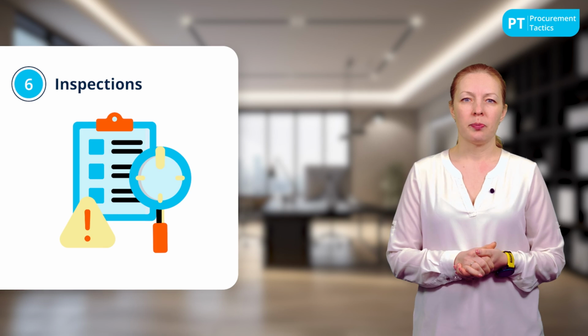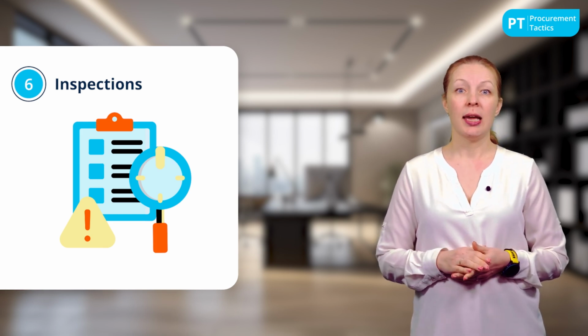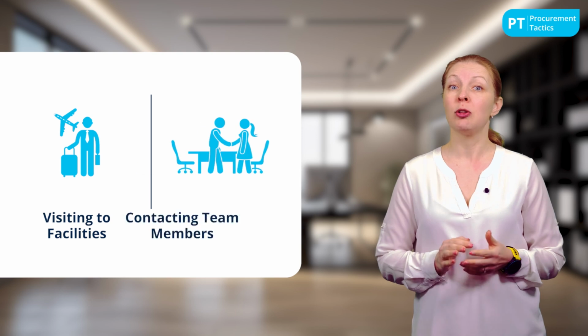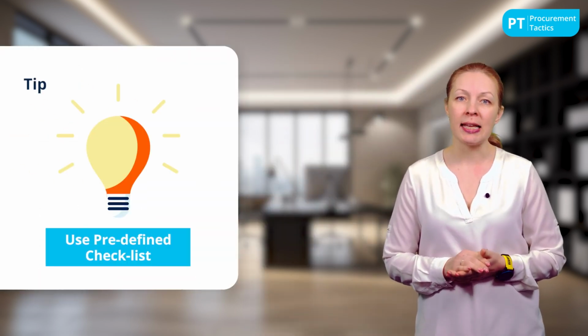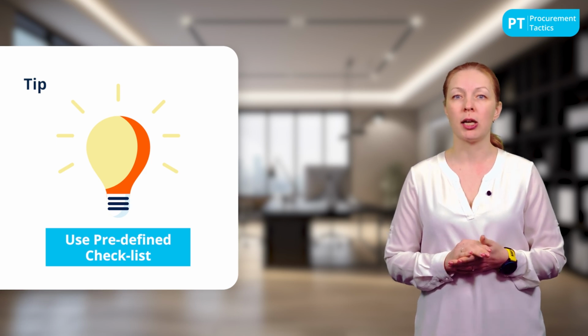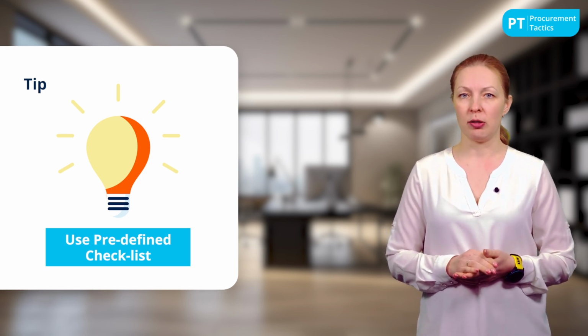6. Inspections. Conducting inspections is crucial for identifying risks, involving visits to facilities and contacting team members. It's especially critical when you work with suppliers' manufacturing facilities, as no interviews and calls will replace the value of visiting plants and observing operations. Use predefined checklists which outline essential areas such as processes, equipment, etc., to be examined for identifying and documenting risks.